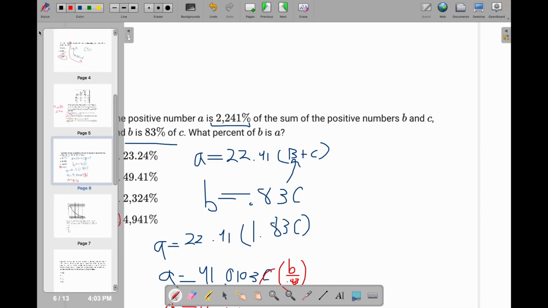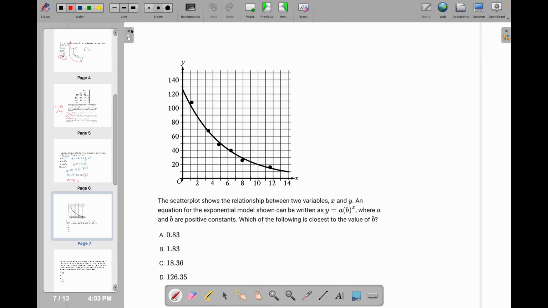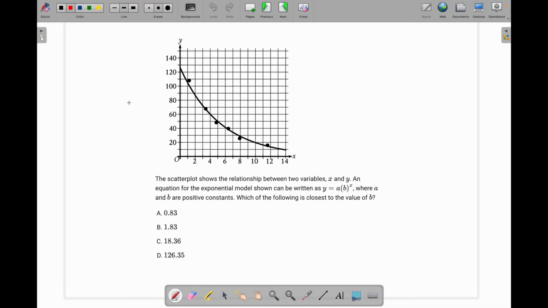All right, let's go on to the next problem. All right, I'll give you a second to read and look over this graph, and then we can go over it.